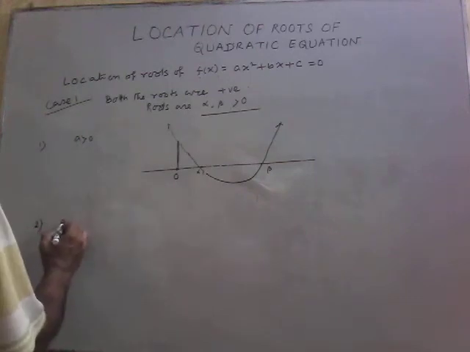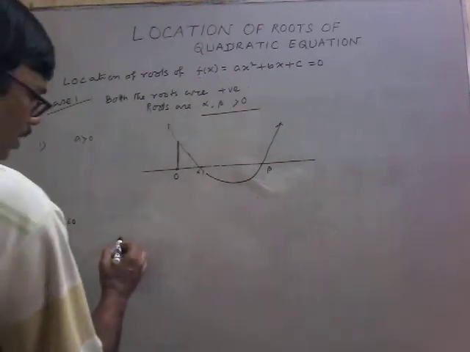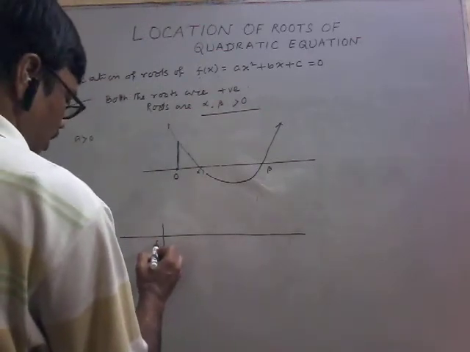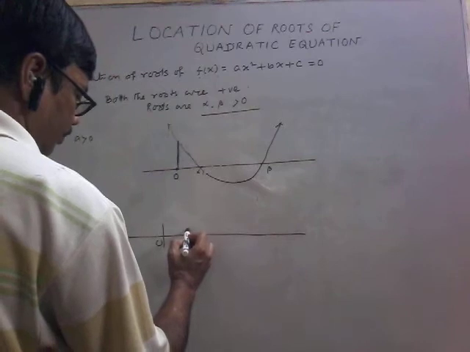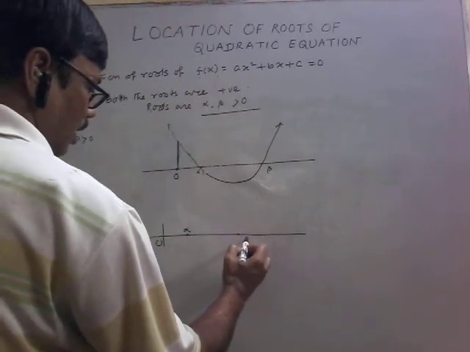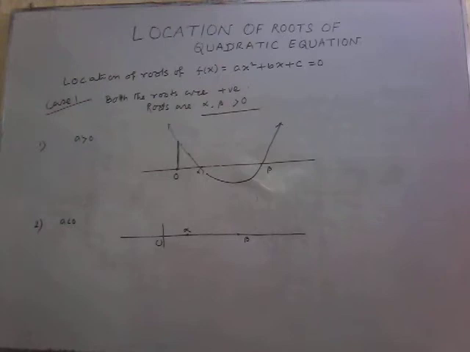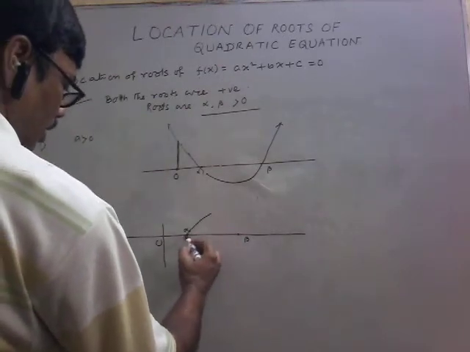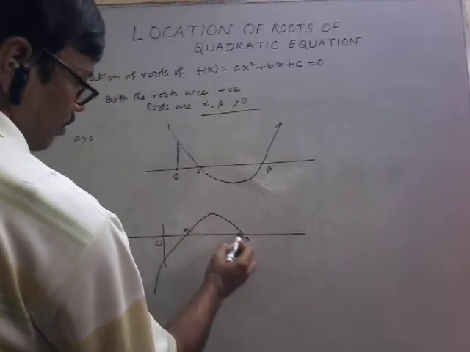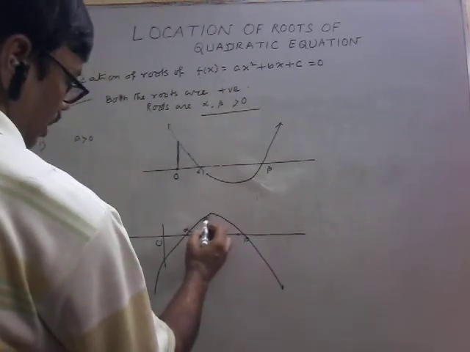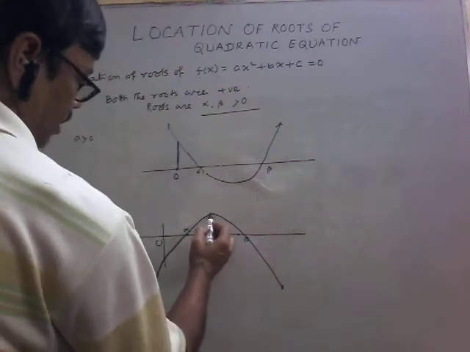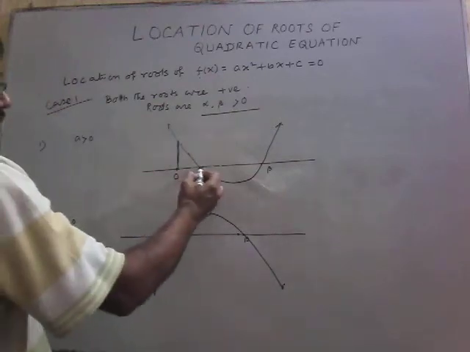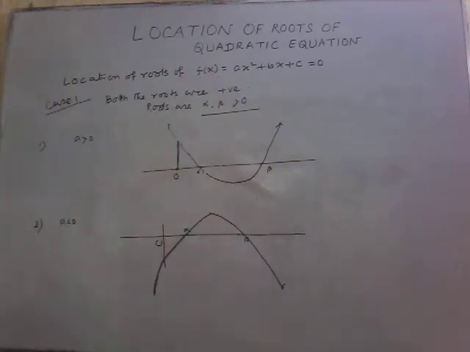For a less than 0, what will be the figure? This is the origin, this is alpha, this is beta, and a less than 0, so it opens downwards. The figure will be like that, a symmetric parabola. It cuts the x-axis at alpha and beta.